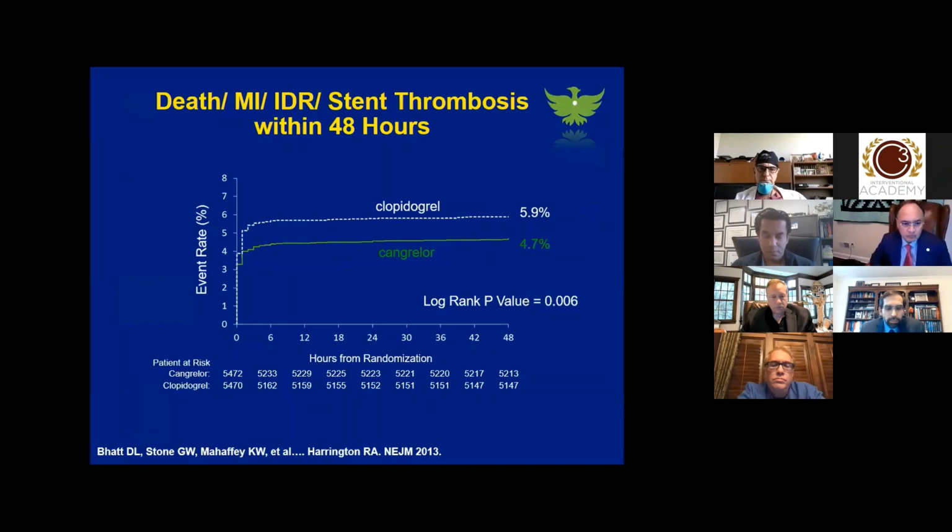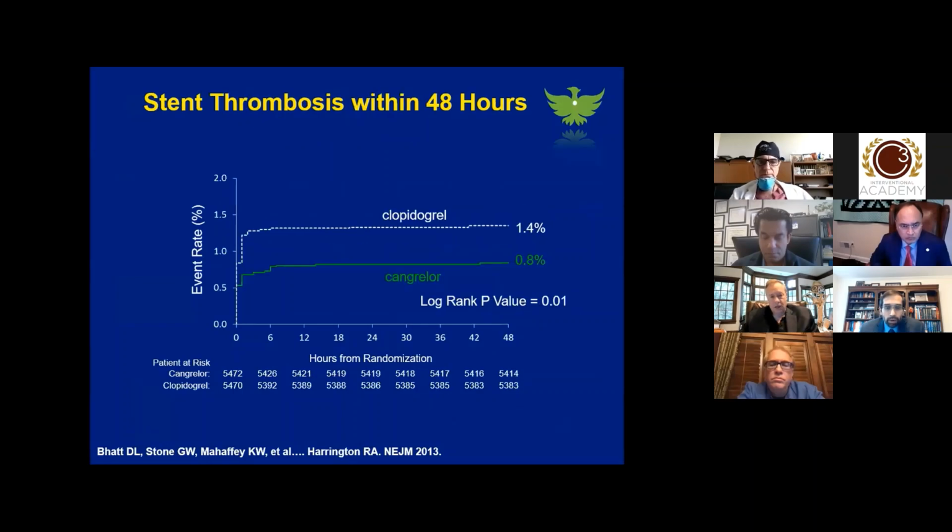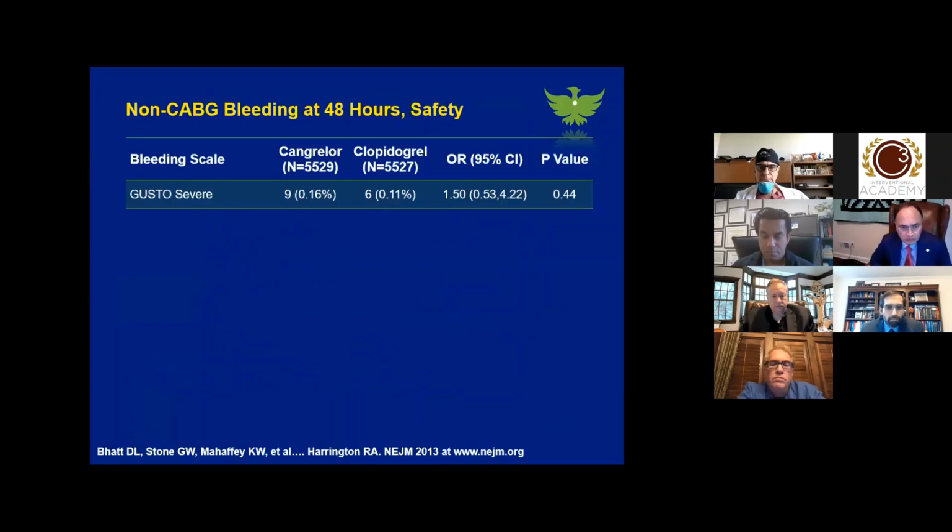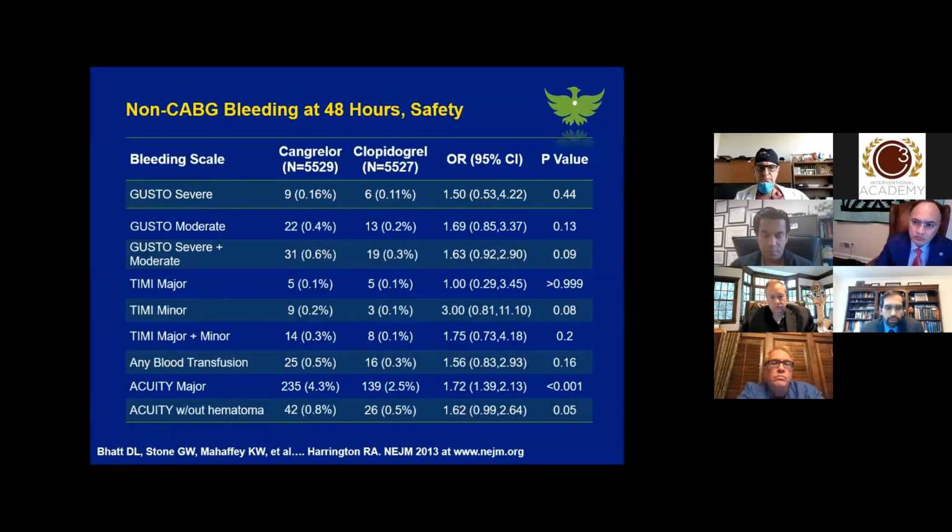Gregg Stone and Mike Gibson on the panel here are part of the executive committee of this study. The primary endpoint of ischemic events at 48 hours was significantly reduced with cangrelor versus clopidogrel loading on the table. Stent thrombosis, the pre-specified key secondary endpoint, was also significantly reduced, essentially cut in half. So both the primary and key secondary endpoints were met. Now let me just discuss bleeding. For the primary bleeding endpoint, GUSTO severe bleeding, there was no significant difference. No significant difference in transfusions. Really the only difference was in ACUITY major bleeding, and that was largely consisting of groin hematomas in excess with cangrelor versus clopidogrel. As far as really bad forms of bleeding, no significant difference between the two randomized treatment arms.